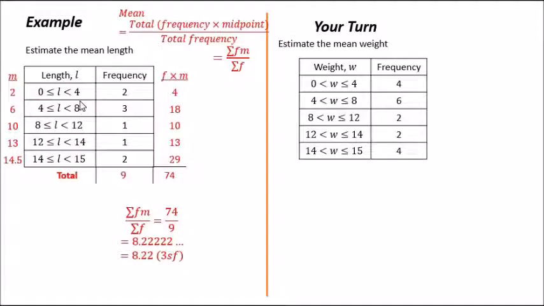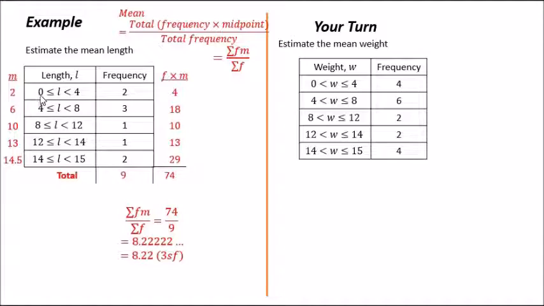For example, in this first group, if our length is between 0 and 4, I've not included units here because it doesn't really matter in this case, but if we have two objects with a length between 0 and 4, we don't know the exact length of either of those objects, so we have to estimate what the length of each object would be. And the best way to estimate that length is to find the middle of the group.